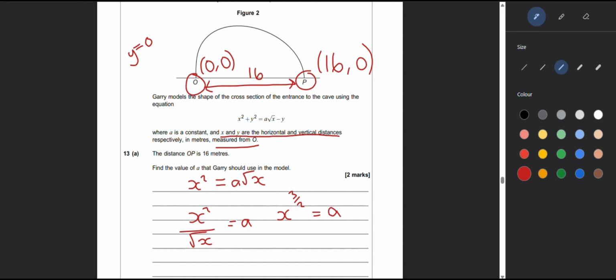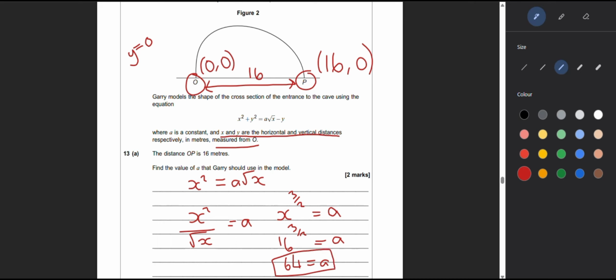Or either, if x is 0, then A is 0. That doesn't really mean much, so I think we'll be using 16, won't we? So let's put 16 in there. We have 16 to the power of 3 over 2 is A. So I would square root the 16 to get 4 and then cube that. So that gives me 64. So I'm going to say that A is 64 there.